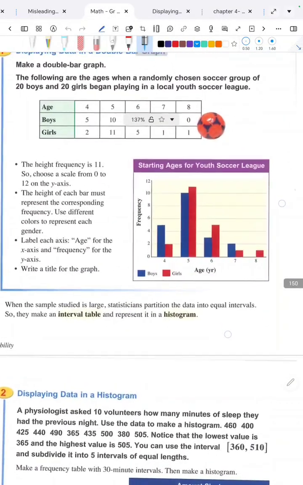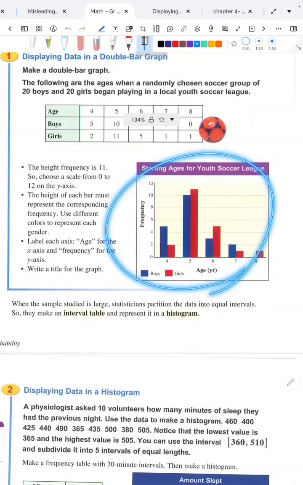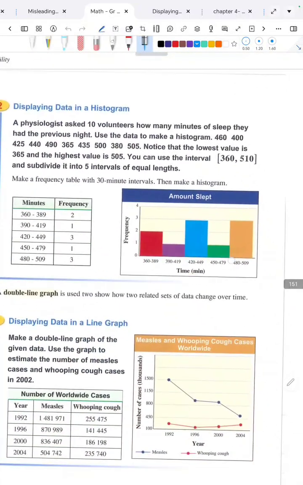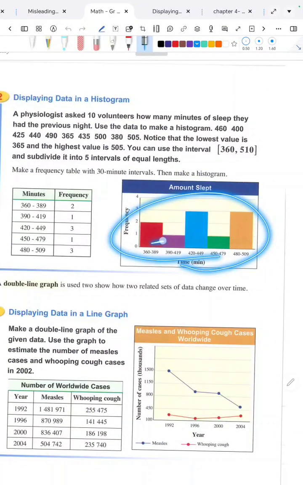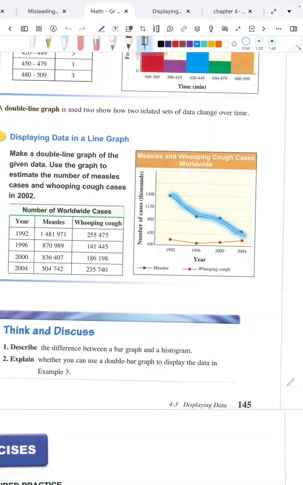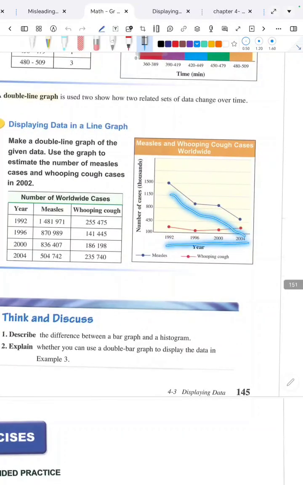Now let's see this one. This graph, what is it for? It's a double bar graph, okay? It compares two things. What about this one? As you can see, there is no space, so this one is what? Histogram. And now we have double lines, so it's what? It's a double line graph.